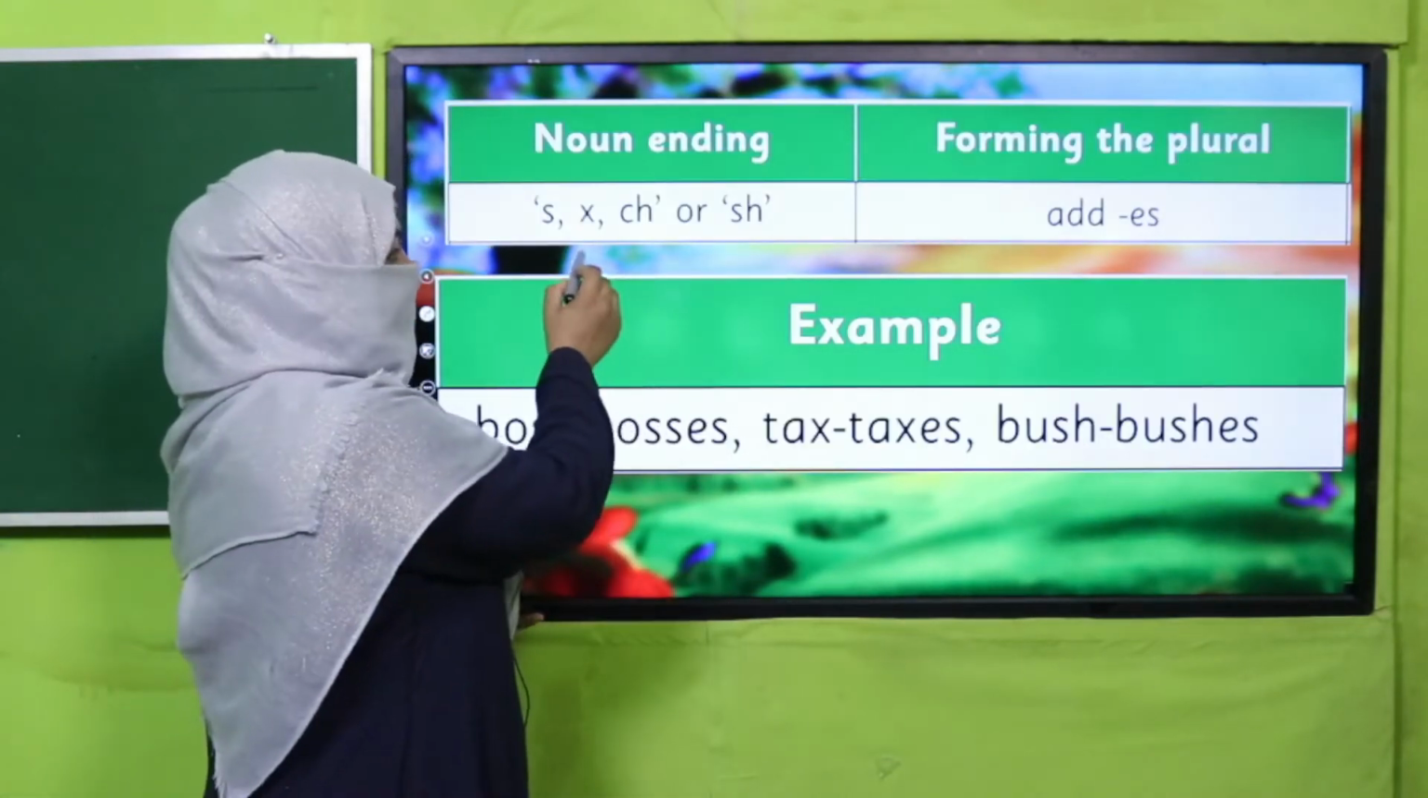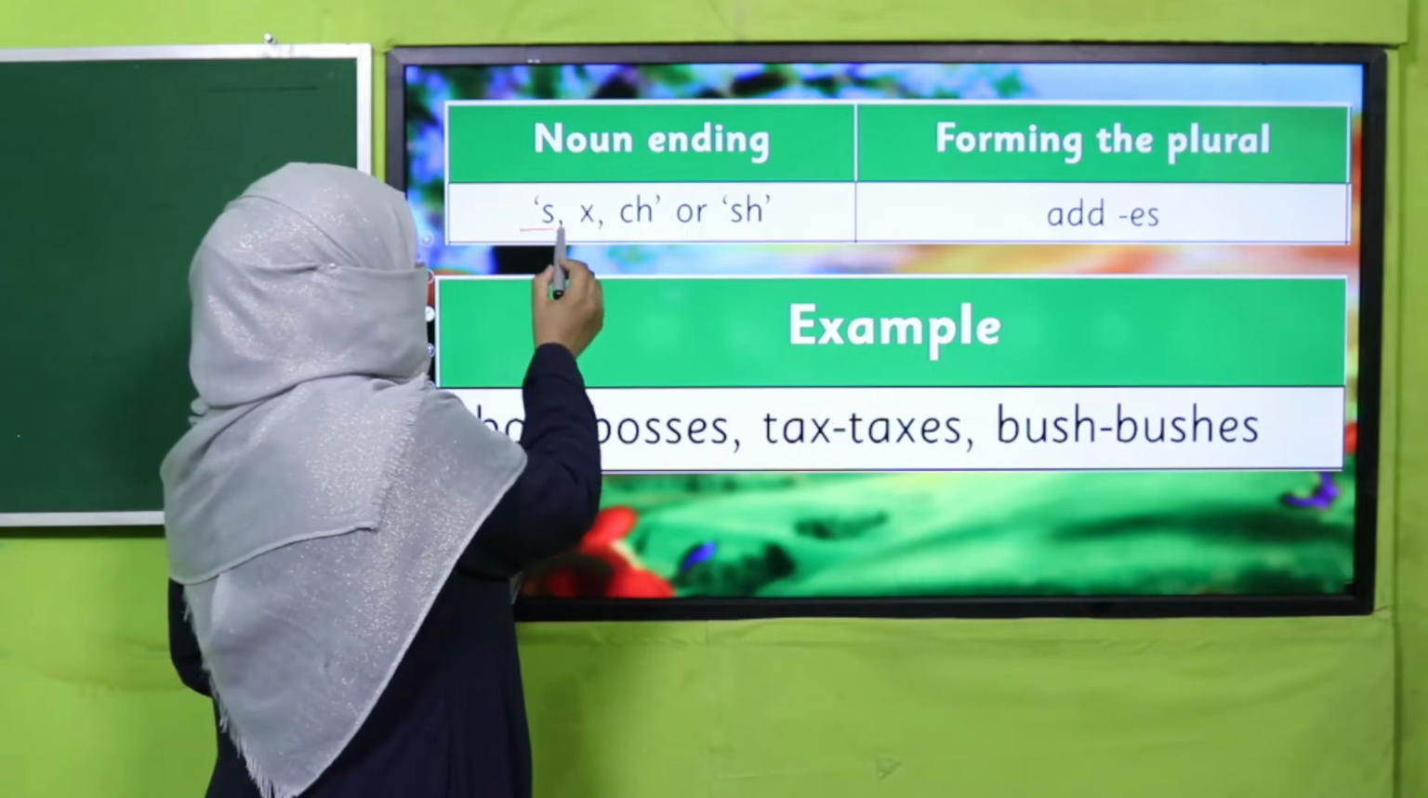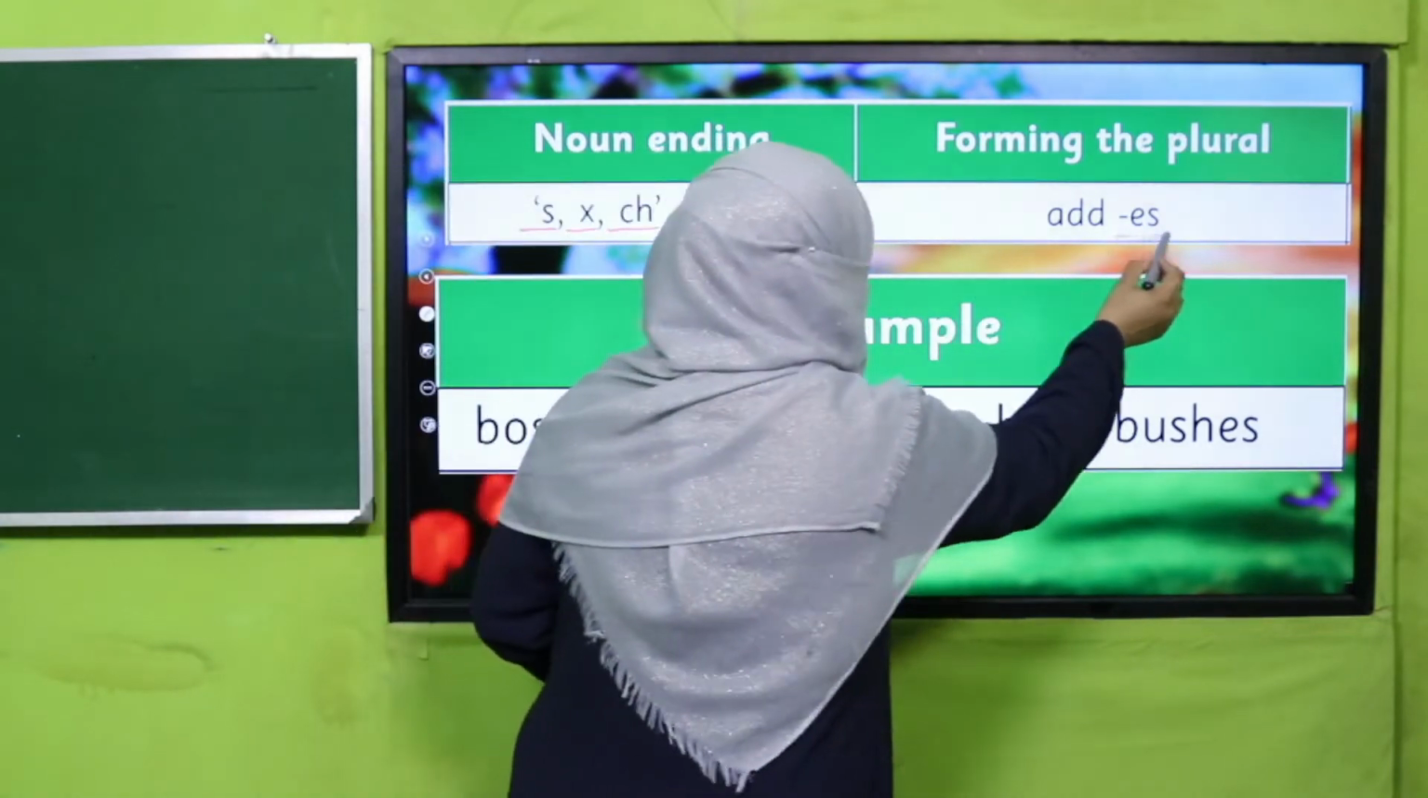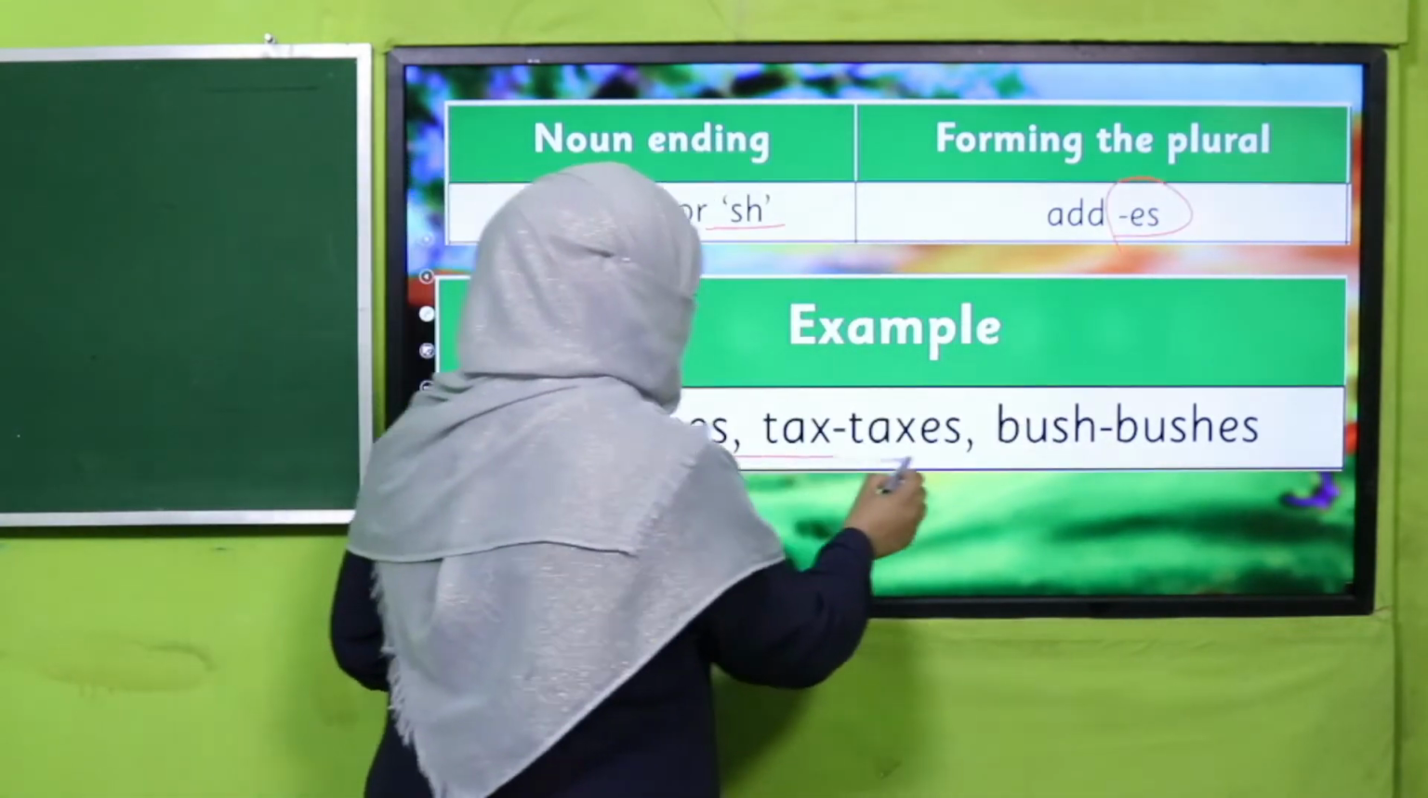So this is mentioned in your book. For the nouns ending in s, x, ch, sh, we add es. And these are the examples given in your book.